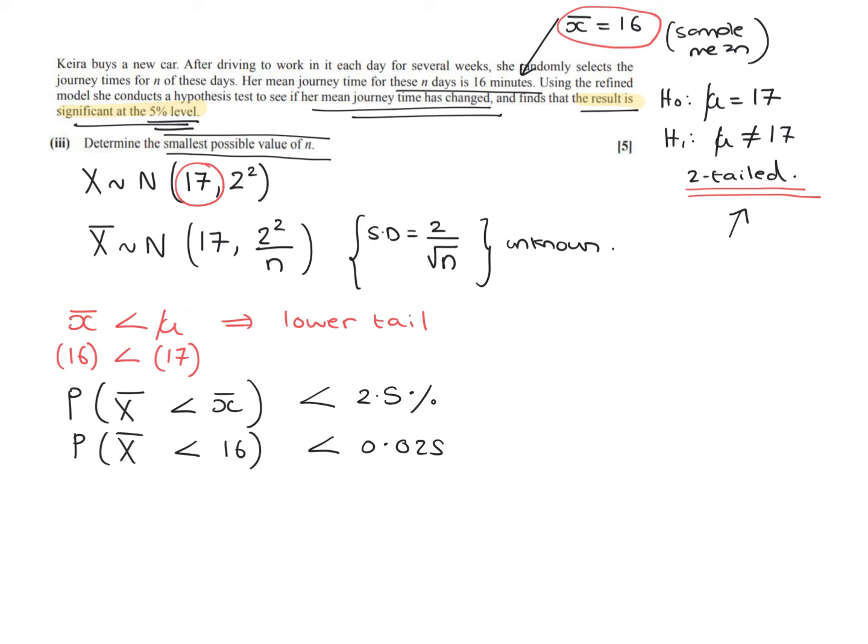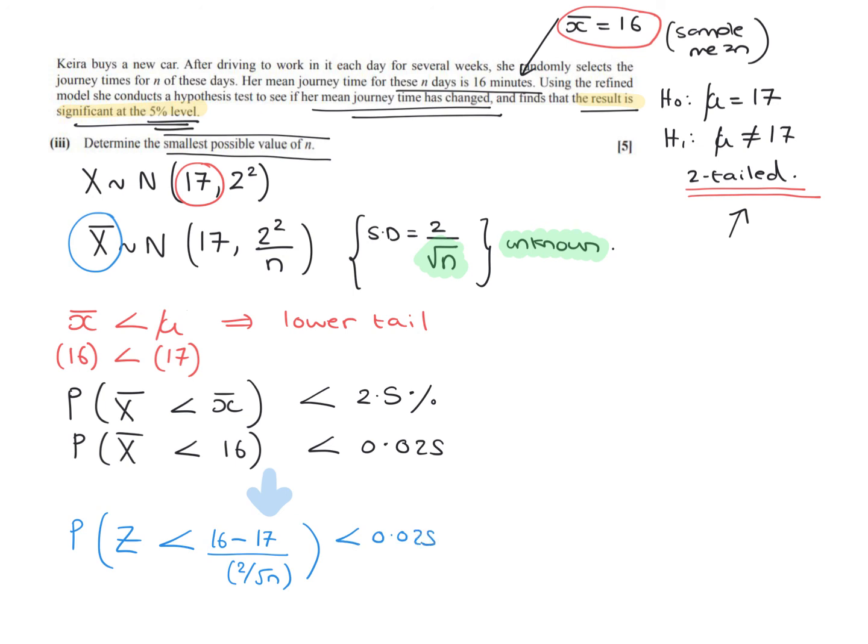Now, remember when I said that the standard deviation is unknown because of this factor of root n there? We have to standardise to the z distribution because we don't have a known value of the standard deviation for the x bar distribution. So this becomes the probability that z is less than 16 minus the value of mu, which is 17, over the standard deviation of the x bar distribution, which is 2 over root n. And this probability is less than 0.025.